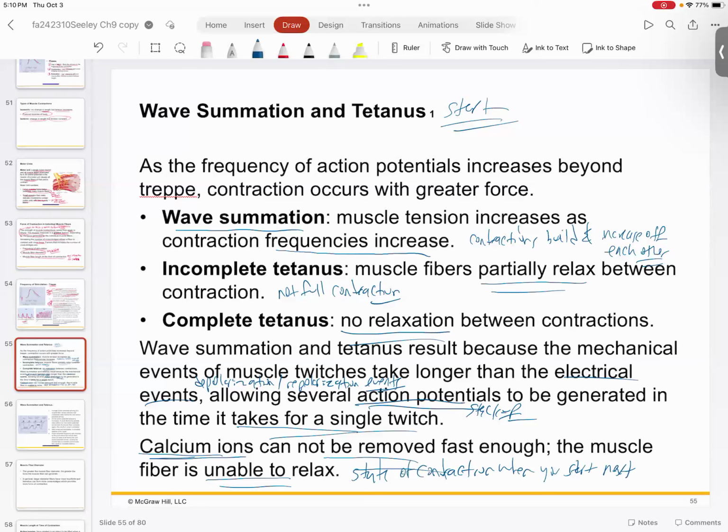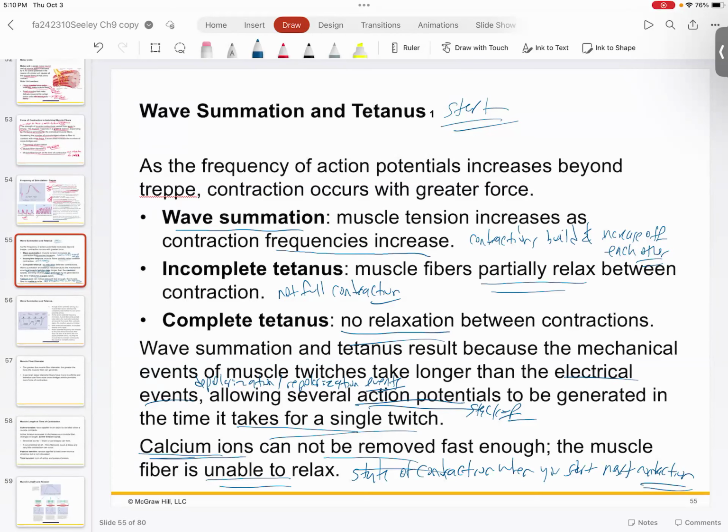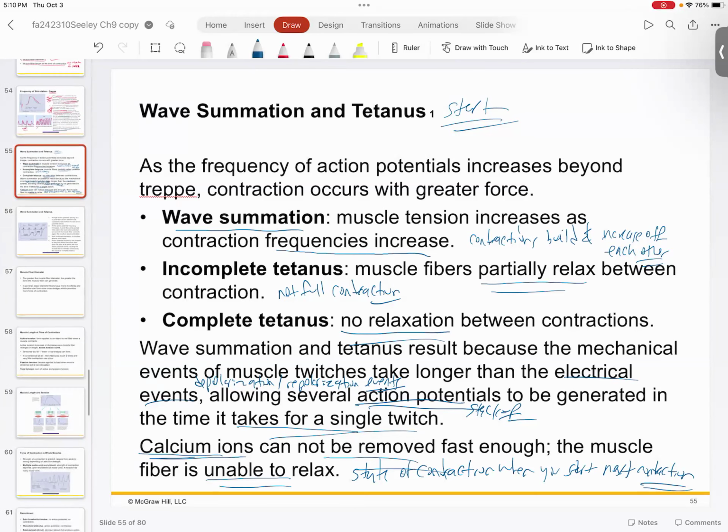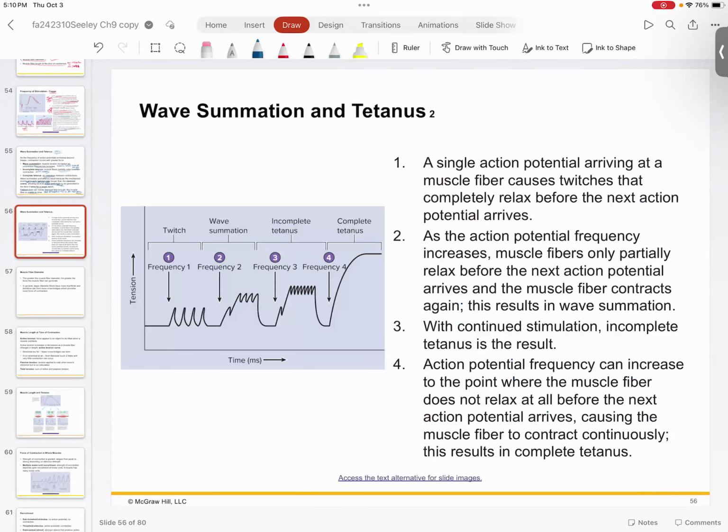And this is for when you start the next contraction. So rather than being fully at rest, you're kind of partially contracted because you're not able to complete that full cycle. So that's kind of what it looks like.